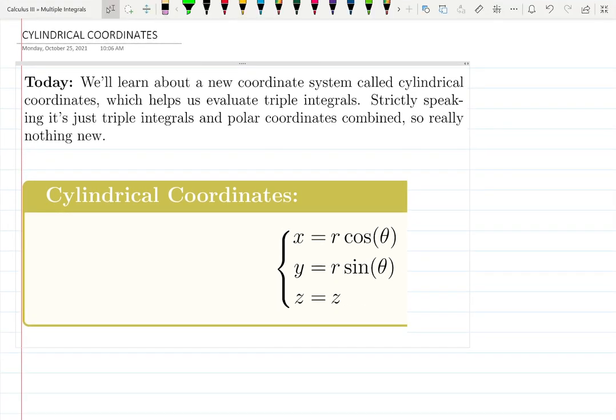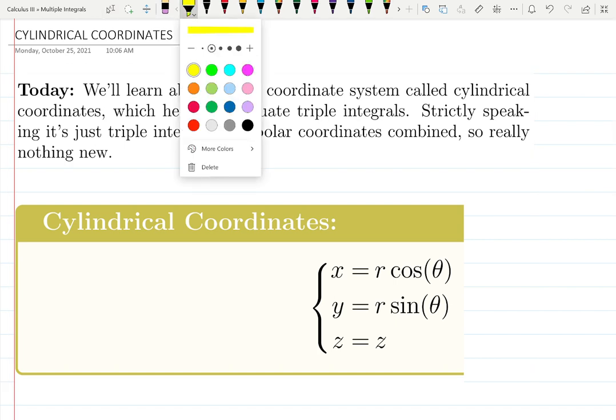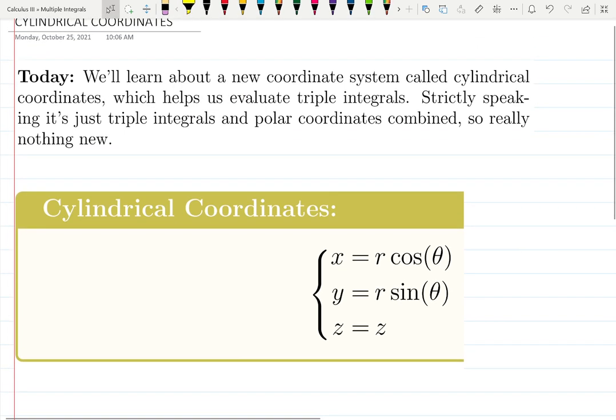Cylindrical coordinates. We kind of learned about them, you just don't know it. We're going to call it cylindrical coordinates. They help us to evaluate triple integrals. It's exactly the same, just using polar integrals in triple integrals. So it will not be very new, unless you really did not like polar coordinates before. It will look the same.